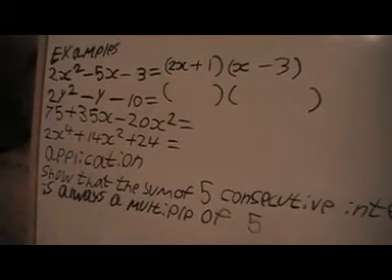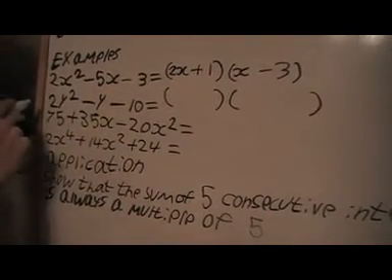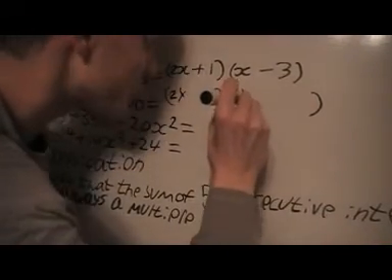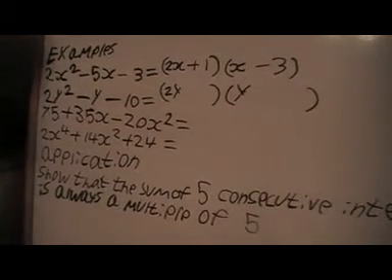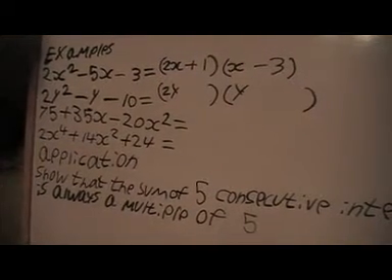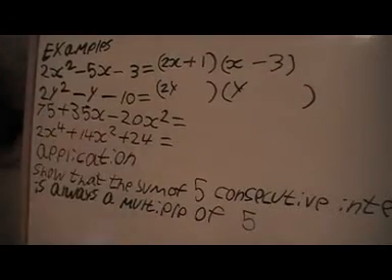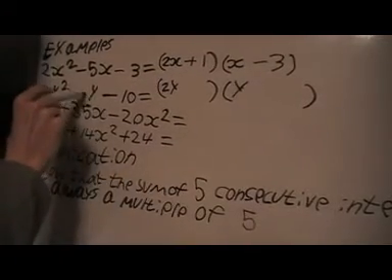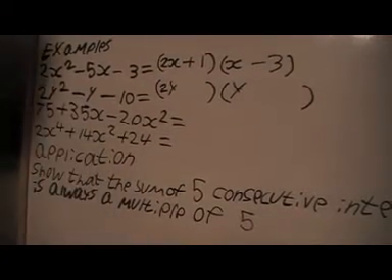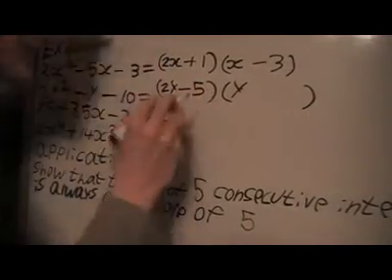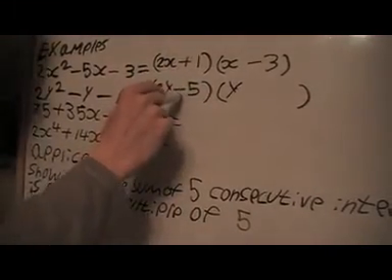Next one, we've got a similar sort of problem. It's going to have to be 2y and a y. And again, it's going to be a plus and a minus. Let's see, because that's minus, we want to make the biggest number a minus. So I'm going to put a -5 here. And that'll give us -5y.